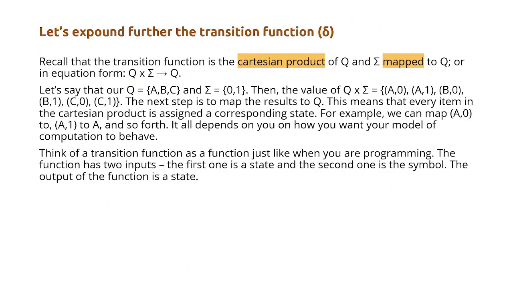Okay, let's expound further on the transition function delta. So recall that the transition function is the Cartesian product of Q and sigma mapped to Q, or in equation form, Q times sigma, with an arrow pointing to Q. Okay?